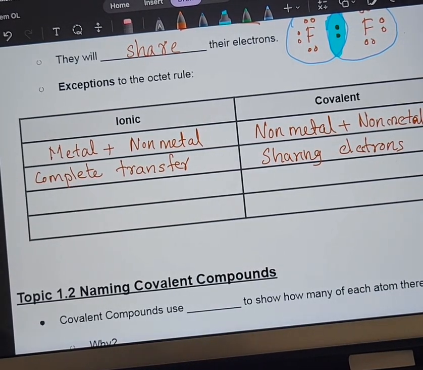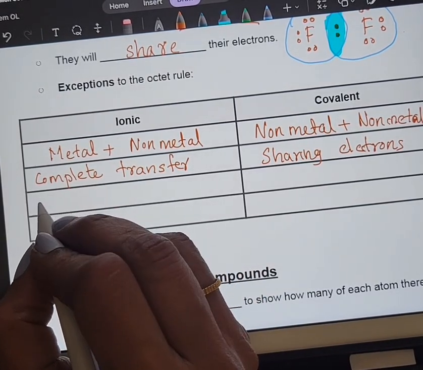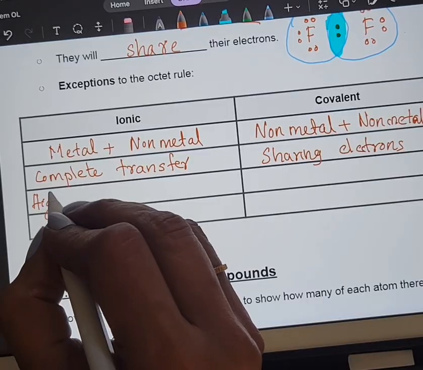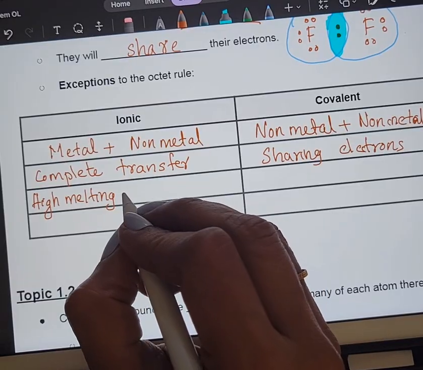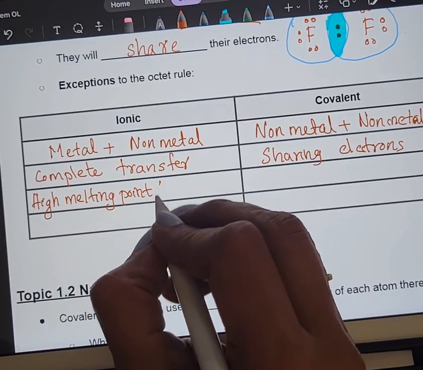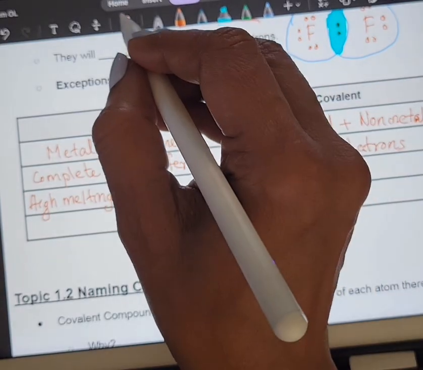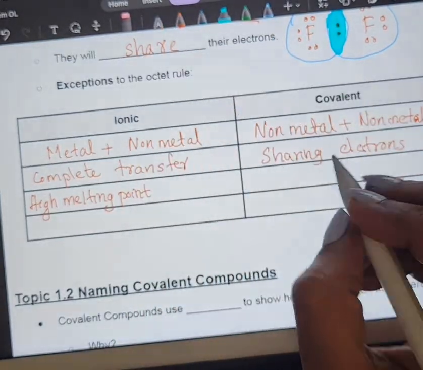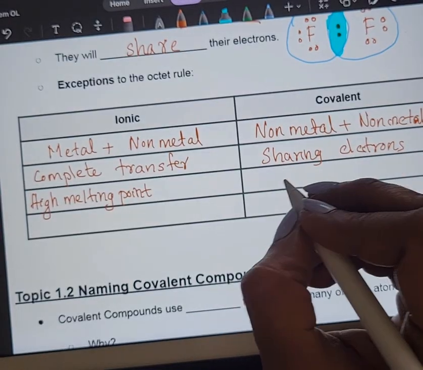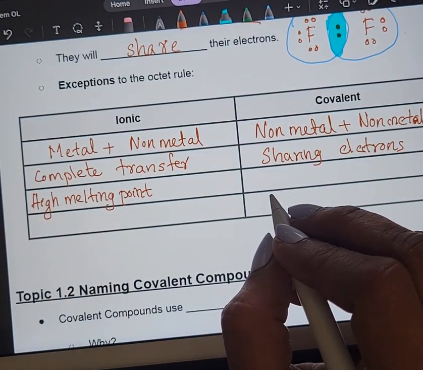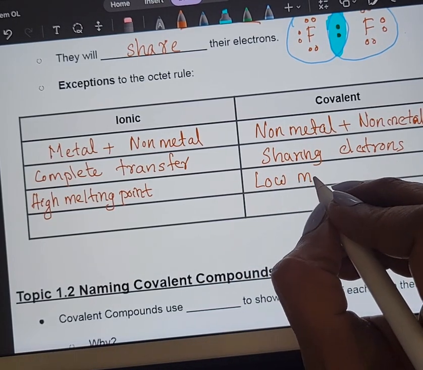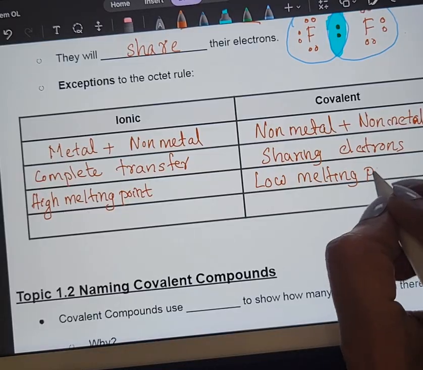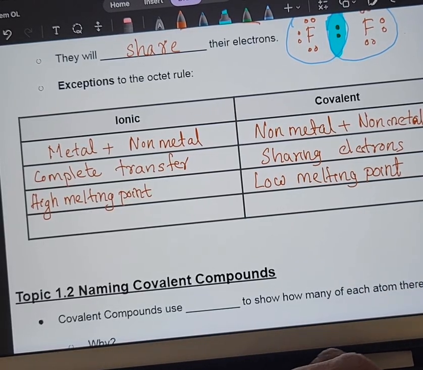Some of the properties we learned about ionic compounds earlier: ionic compounds have a high melting point. That means it is difficult to melt them, and we will do a lab over this. High melting point or boiling point. Sugar, for example, you can easily melt to make sugar syrup. So covalent compounds generally have a low melting point. There are exceptions, but generally we are writing only general properties.